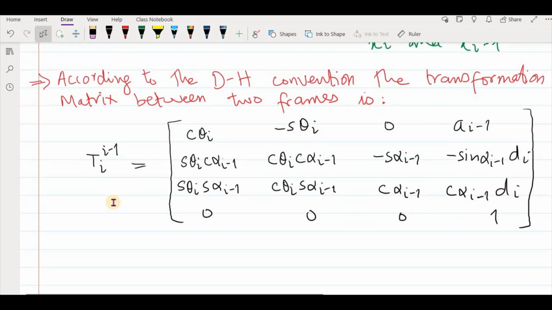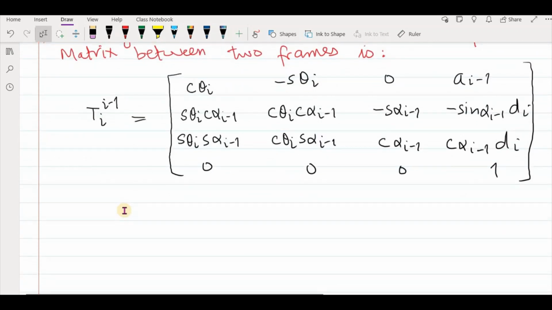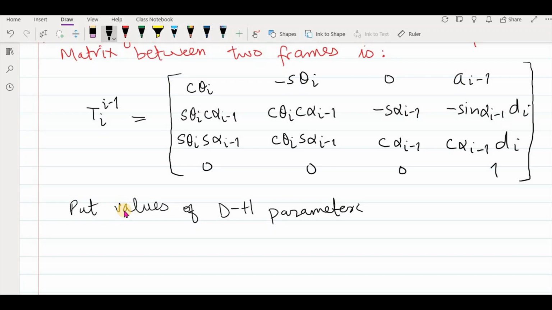And if we put the values of the DH parameters in the above matrix.